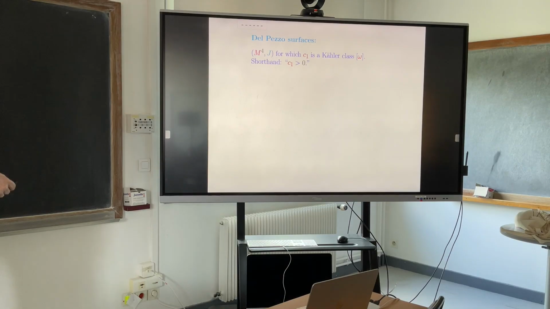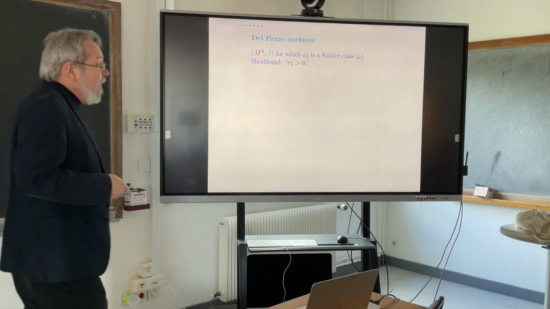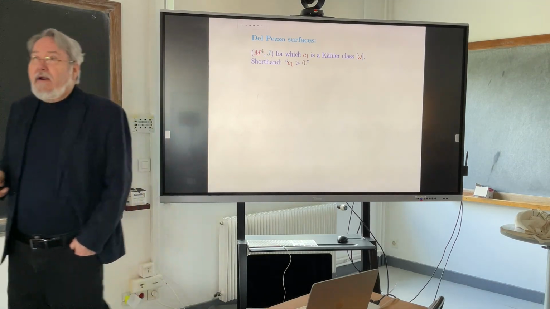And you could extend this definition to higher dimensions. But in the special case of complex dimension 2, real dimension 4, surfaces with this property are said to be del Pezzo surfaces. In higher dimensions, they would be called Fano manifolds.